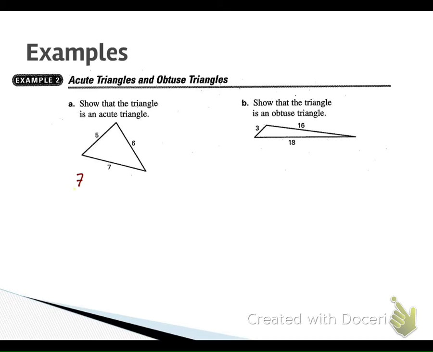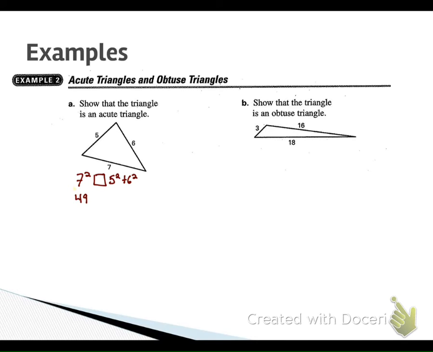So we have 7 squared. We don't know if it's less than, greater than, or equal to, so I put a box. I'm going to make that decision when I'm done. And then we put in the a squared and b squared. Again, that order doesn't matter because we're adding them together. So we have 5 squared plus 6 squared. So 7 squared is 49.